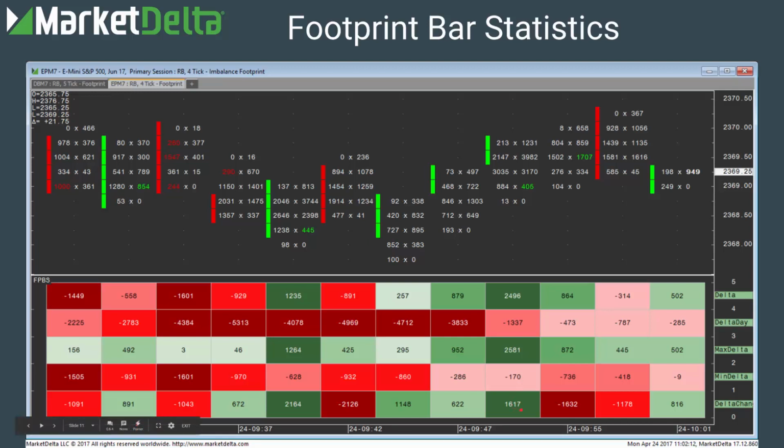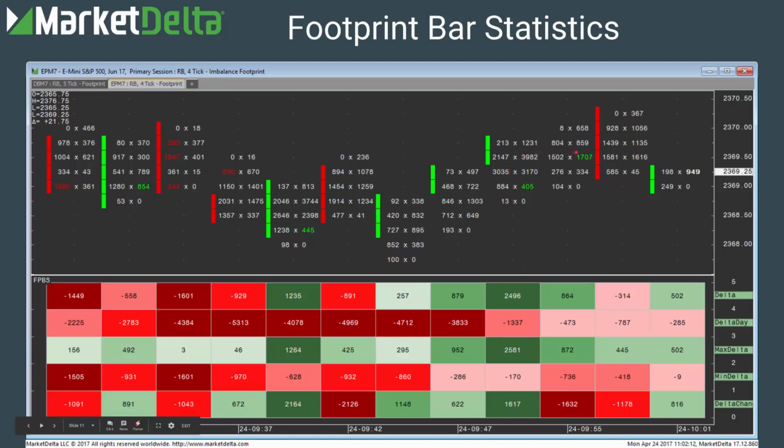Delta change. Okay, this is the change in delta from the current bar to the previous bar, or I should say from the previous bar to the current bar. So let's look at an example. So look here at 1,617 right here. Well, that is the difference between 879 and 2496. So between these two bars, delta grew by 1,617.